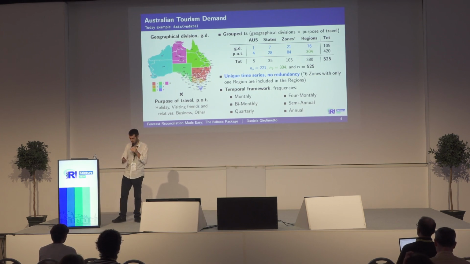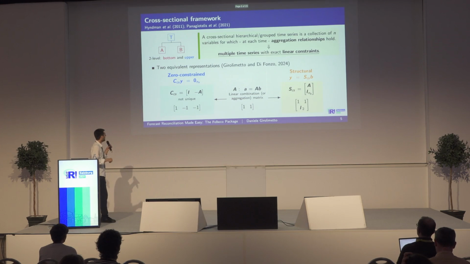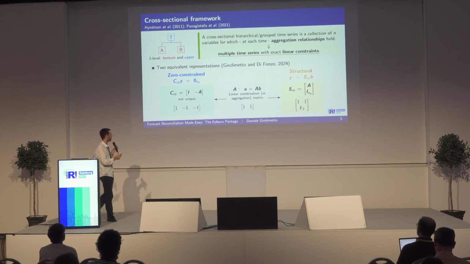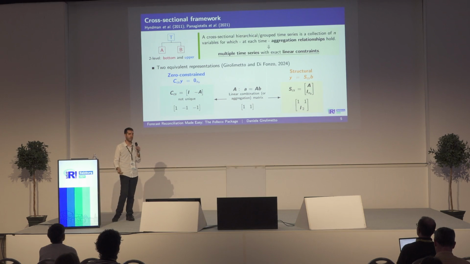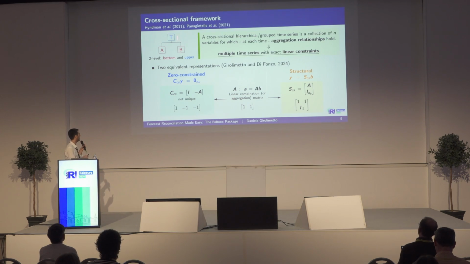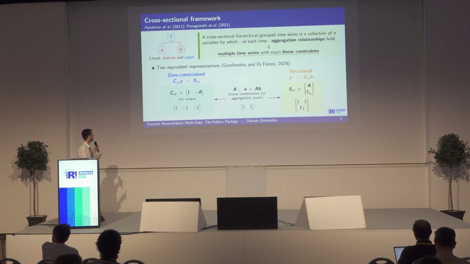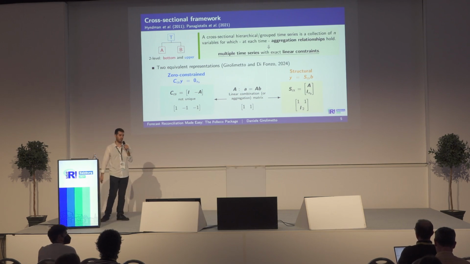So let's start with a bit of notation. This is my academic background, so sorry for this, a lot of academic stuff, but the idea is very simple. A cross-sectional hierarchy is a collection of n variables for which aggregation relationships hold. What does it mean? It means that, for example, in this simple hierarchy, we have T equal to A plus B. Starting from this simple representation, we have two equivalent representations.